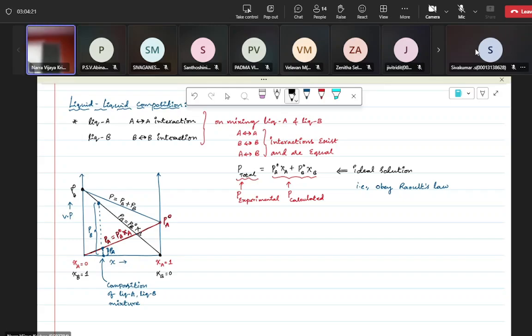Are you able to understand? What is that composition? They gave PA naught value and PB naught value. At what composition will you get PA equal to PB? That is the question. But did you understand that idea or not? Clear? Any questions, sir? Right? Keep that aside.